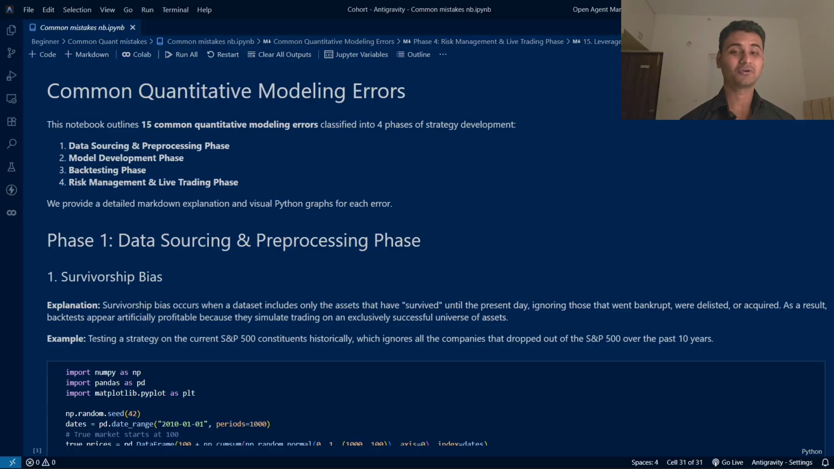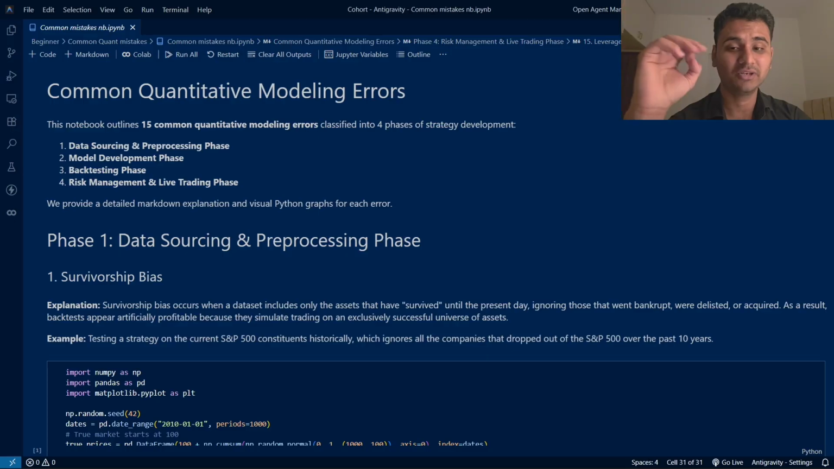Let's get started on common quantitative modeling errors. This is a video for the beginner pillar of the cohort. We will be covering 15 common quantitative modeling errors, which are diversified in four phases of strategy development. The first being data sourcing and pre-processing, then model development phase, then backtesting phase, risk management, and live trading.